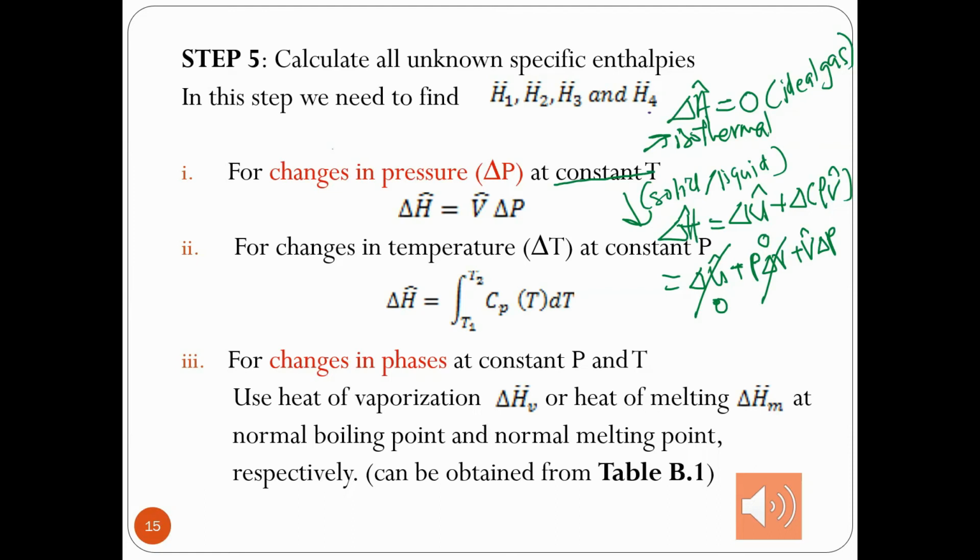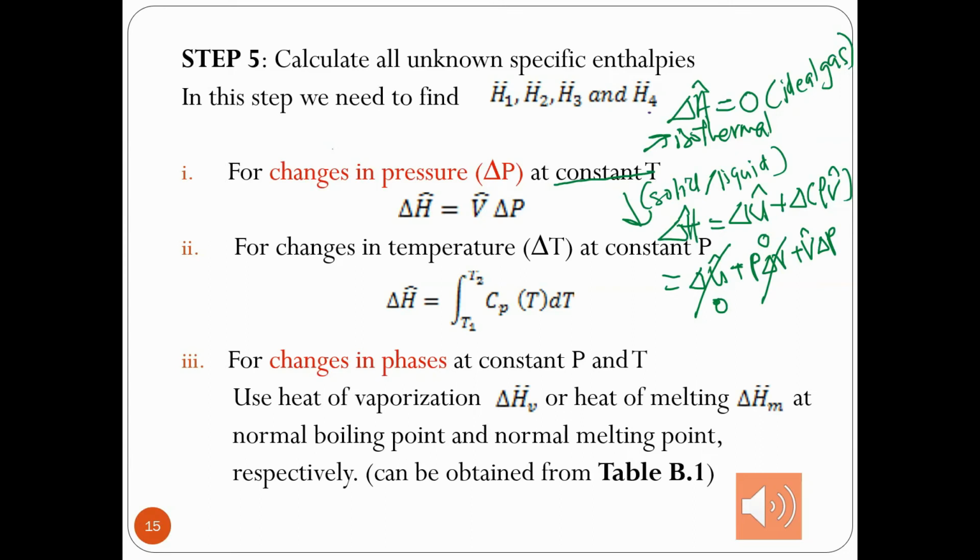There are 3 steps. The first is a change in pressure at constant temperature and phase. The equation is the change of specific enthalpy equal to specific volume times the change of pressure. Why do we have this equation? If we are dealing with an ideal gas, the change of specific enthalpy is going to be 0 due to the constant temperature, isothermal. But for solids and liquids, the change of specific enthalpy is equal to the change of specific internal energy plus the change of PV.